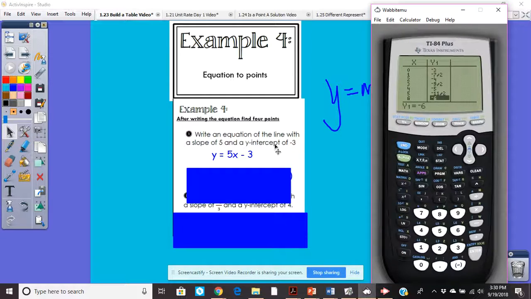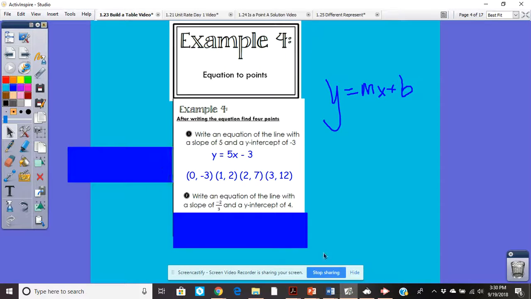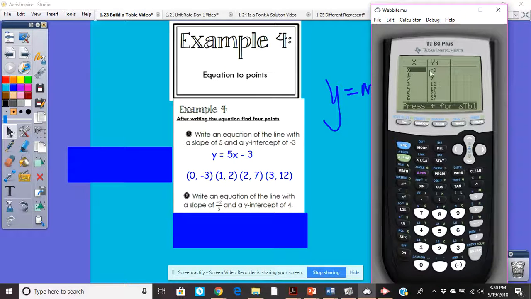To get the points, you need to find 4 points. So you're going to do the same thing we've been doing. You're going to type your equation in, so 5x minus 3, second table, and now you have ordered pairs. So 0, -3 is an ordered pair, 1, 2 is an ordered pair, 2, 7, and again, you can see how my points line up here.